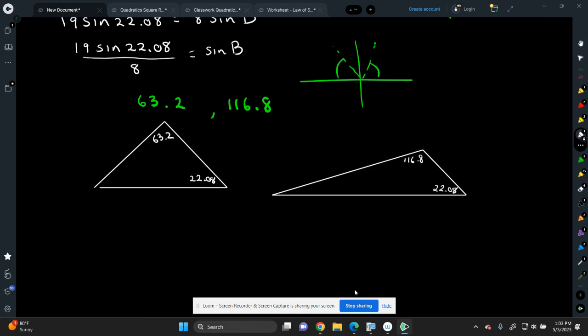So for sines, do we always have to look for two different triangles then? We should always be looking to see if there's more than one possible triangle. If they give us two angles, there's only going to be one triangle. If we only have one angle or no angles, there's always a possibility of another triangle. Okay, very good.